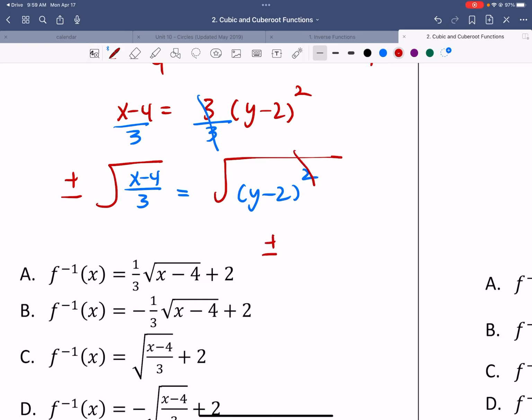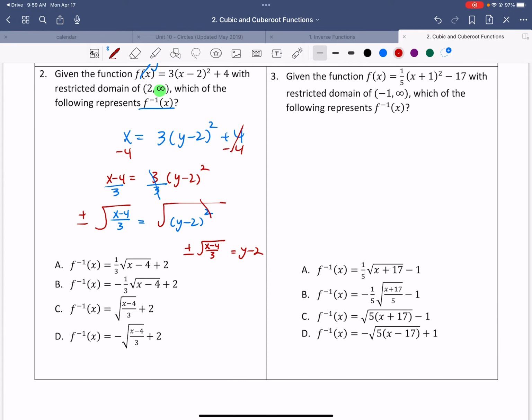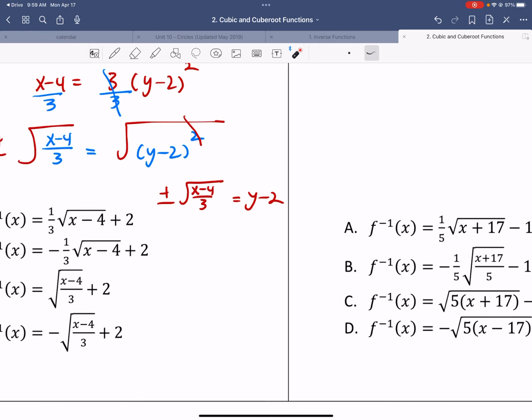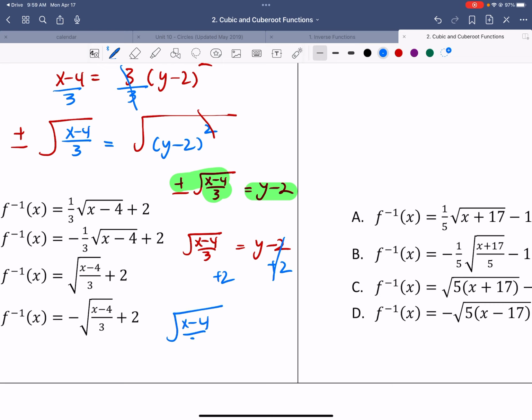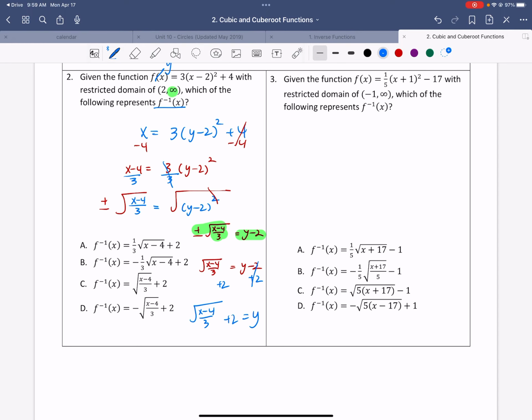So you get positive, negative, square root of (x minus 4) over 3 is equal to y minus 2. Now, here's the thing. Do you see this? The domain is restricted to positive. So we are gonna use only the positive one. We are not gonna use negative, okay? So it's gonna be positive square root of (x minus 4) over 3 equals y minus 2. What's the last step you gotta do? Plus 2 on both sides. So you get square root of (x minus 4) over 3 plus 2 is equal to y. That's it. So find which answer matches.